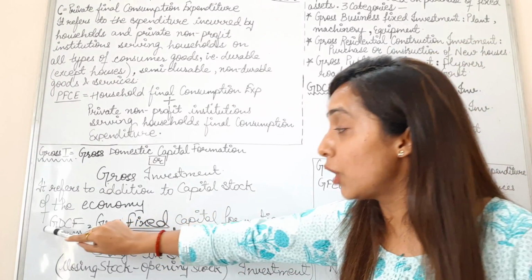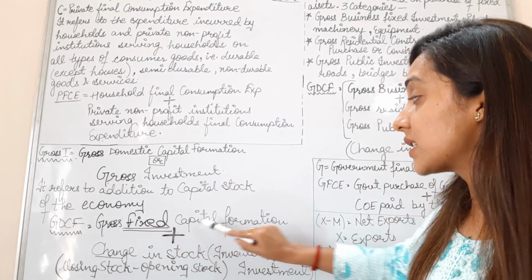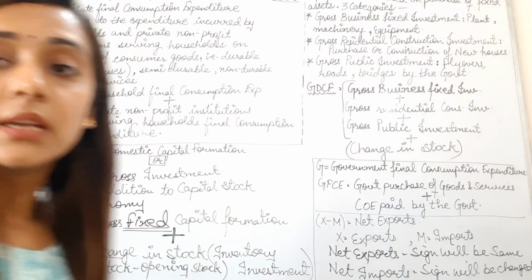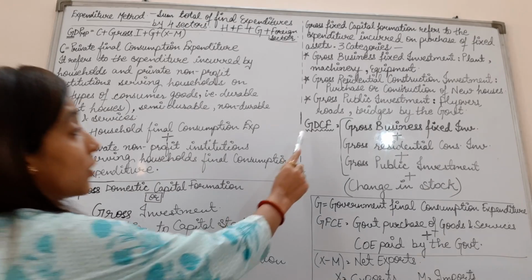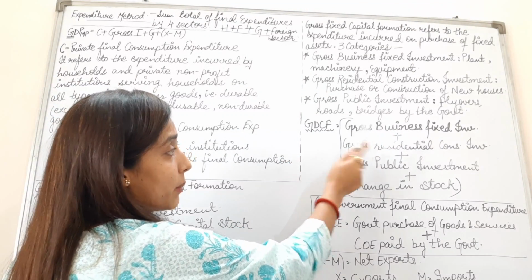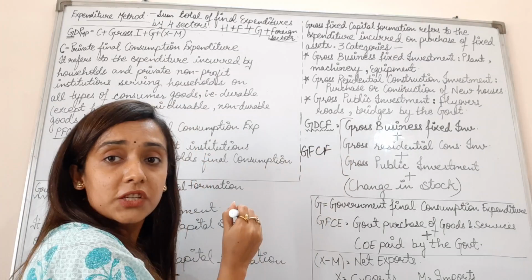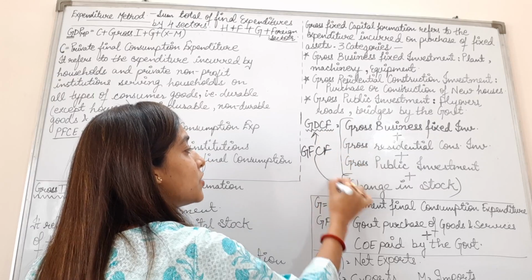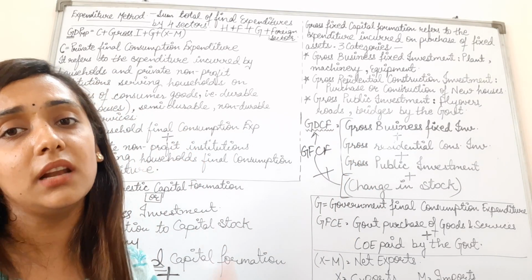So this is the formula of GDCF. Gross fixed capital formation plus change in stock. So gross domestic capital formation, ye teeno parts ho gaye. Gross fixed capital formation plus change in stock karke apne aap kya ban jayega? That is gross domestic capital formation.